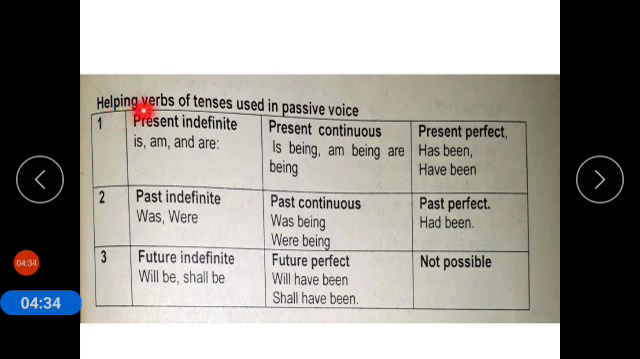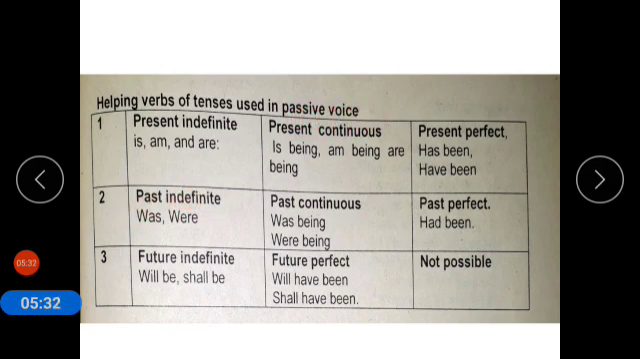Now coming to how to use the helping verbs of tense in passive voice. So these are the helping verbs which we will use in passive voice. Present indefinite tense: if we figure out that the active voice sentence given to us is in simple present tense, then we will use is, am, are in passive voice. And if the sentence is in continuous form, then we will use is being, am being, or are being. If the sentence is in present perfect tense, then we will use has been or have been in passive voice. So these are the helping verbs which we will use in passive voice.